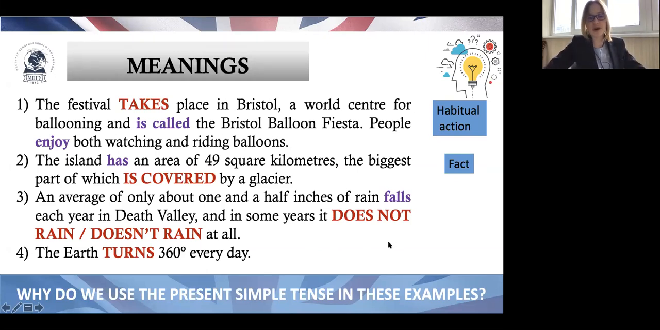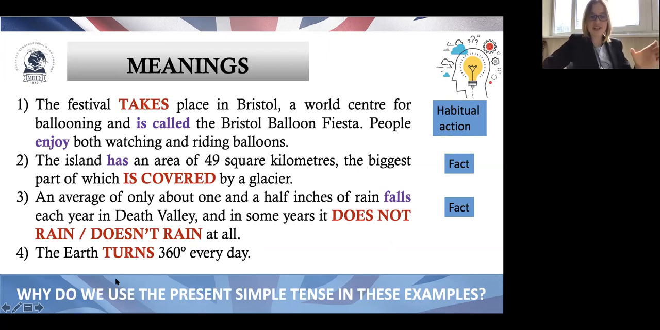An average of only about 1.5 inches of rain falls each year in Death Valley. And in some years, it doesn't rain at all. Type your answers, please, in our chat. Falls each year. Good. Again, it's a fact. Right, Sean? It's a fact. Good. What about the last meaning?